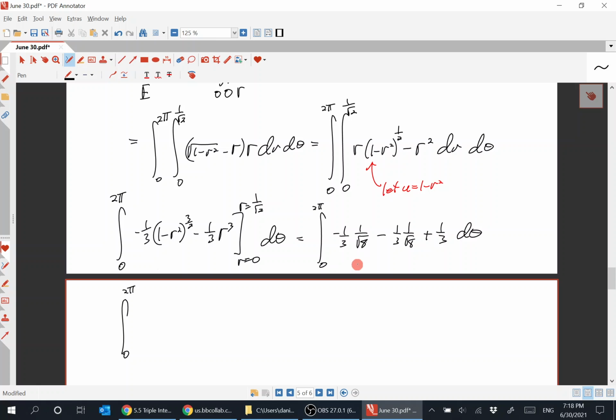So what do we got here? Minus 2 over 3 root 8 plus 1/3, and that's negative, isn't it? That can't be negative. Zero to 1 over root 2.